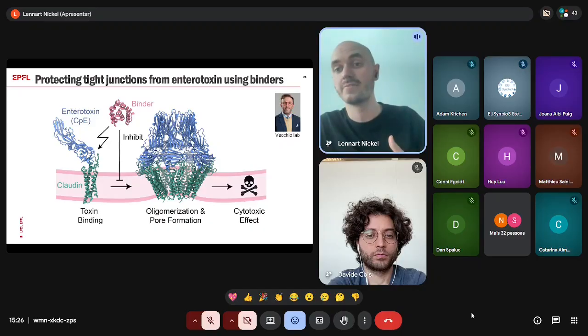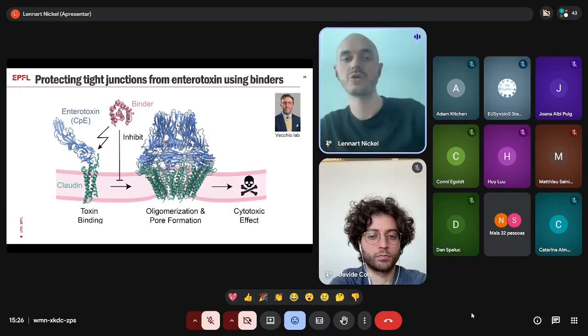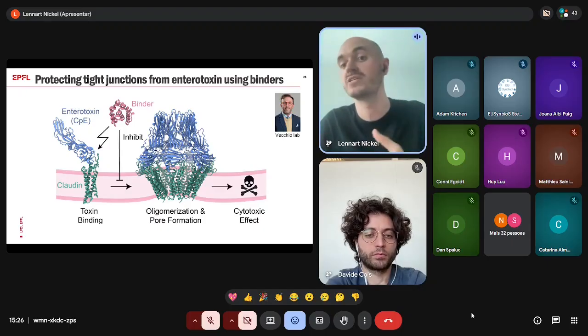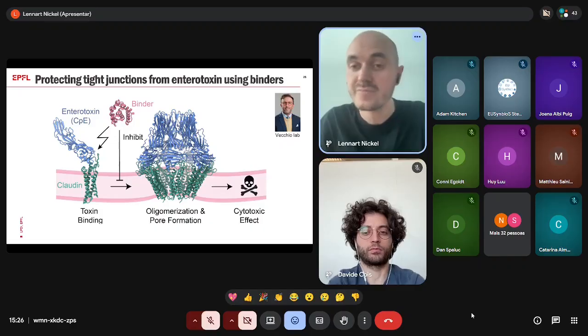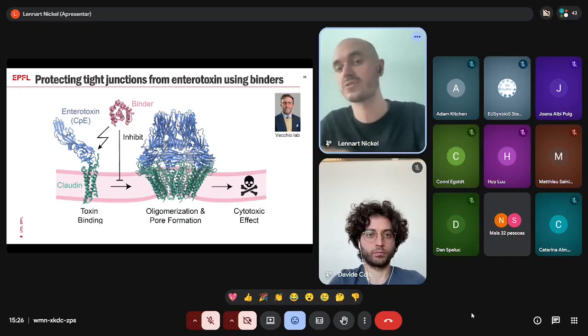involved in one of the mechanisms of a toxin from food poisoning, which is released by Clostridium perfringens. It's this blue toxin that you see here on the left that binds to Claudins. They form huge pores, oligomerize, which ultimately leads to a cytotoxic effect. And he asked us, hey, with your pipeline, could you now make binders that block this interaction so we could rescue the cells? And that's what we did.